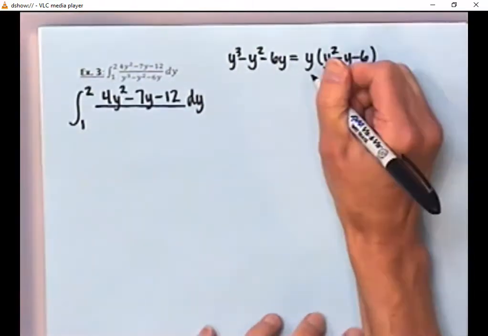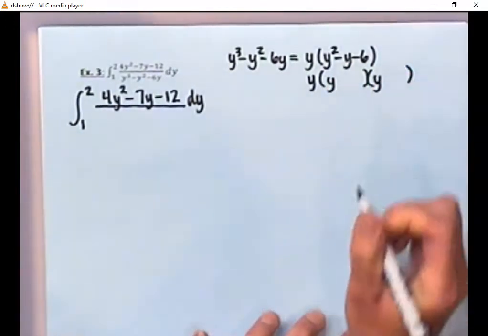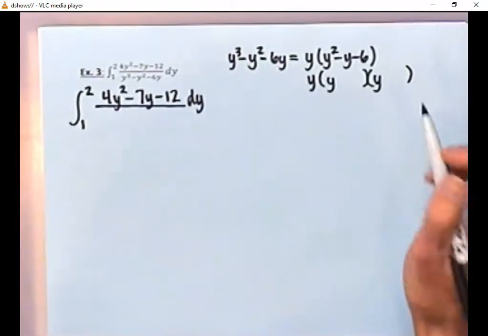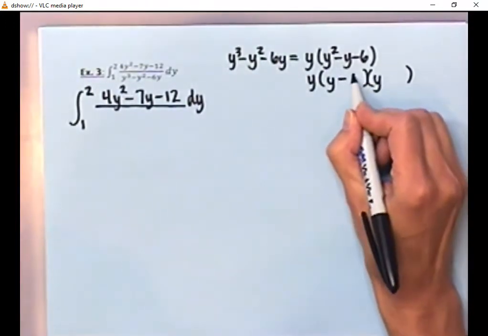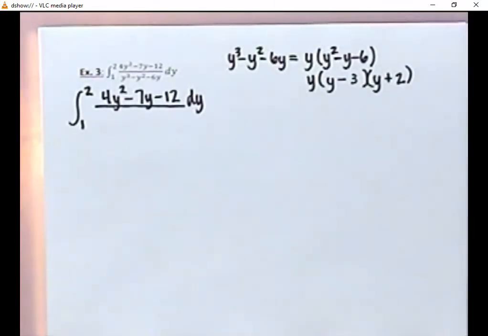Maybe. What do you think? Sometimes quadratics we can factor, right? Could I factor this one? What multiplies to negative 6 and adds to negative 1? Negative 3 and positive 2? Yeah, that should work.